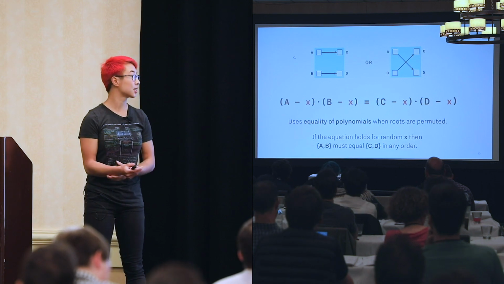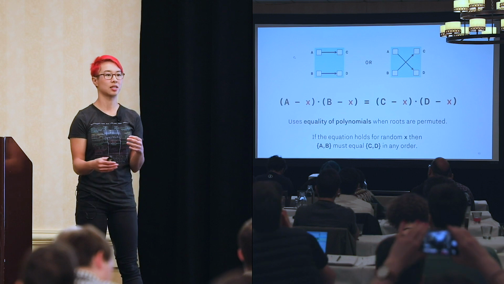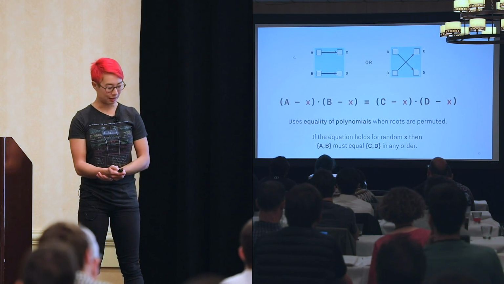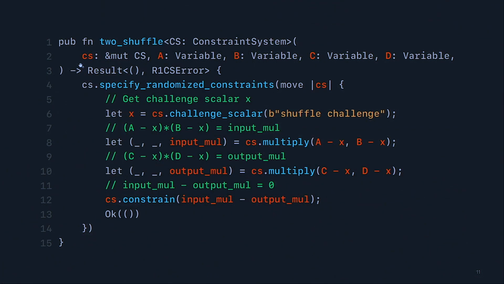As a thought exercise, you can try to come up with ways to do this without using a challenge, and it actually requires a much larger circuit and many more constraints. So here is an example of how we'd allocate those constraints within the constraint system. This is actually code that works, and you can run the tests on it in the GitHub repo.